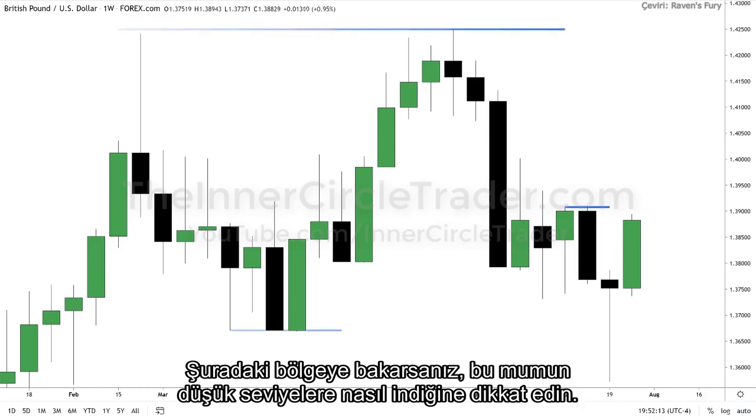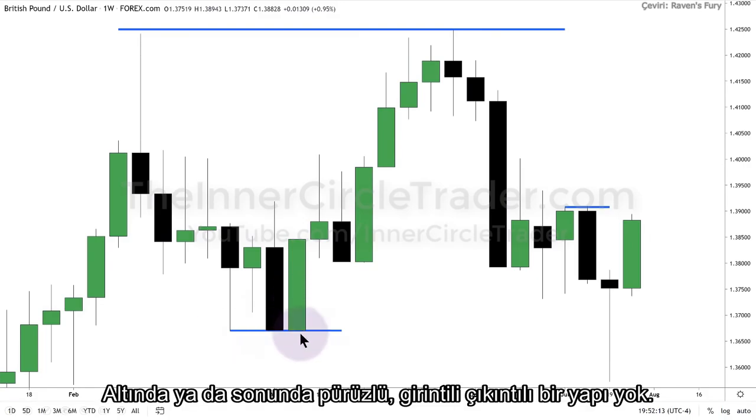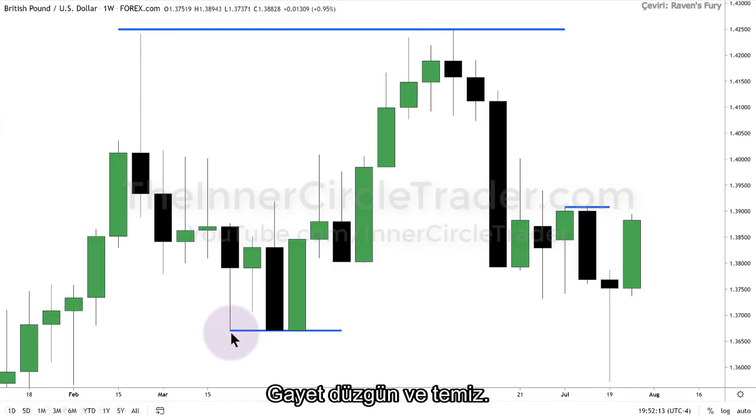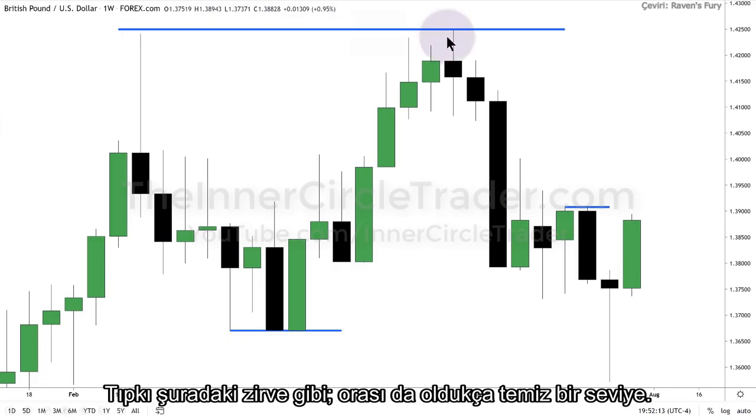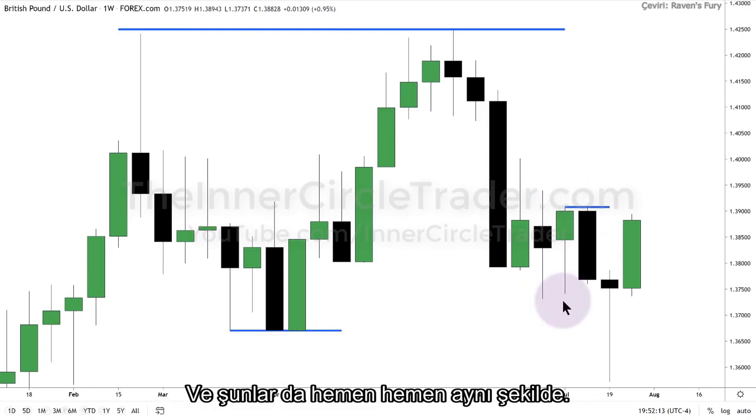Well, if you look at this area right here, notice how this candle goes to that low, the body stops here, the body stops here. It doesn't really have any kind of jagged end or bottom to it. Just real smooth and clean. Just like this high and this high has a relatively clean level up there. And these two candles here have a really nice clean level to it. And these right here are pretty much the same thing. But my eye jumps to these levels.